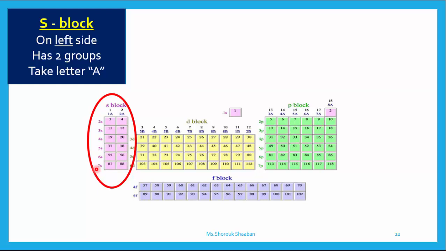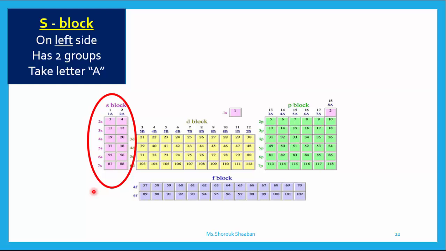And how many groups for this block? Perfect, 2 groups: 1A and 2A, or 1 and 2. And what is the letter of this block? Or how can I classify the elements of this block? They take the letter A. So if I told you there are elements in group 1A, you know that it's present here in the first group. That was the S block.